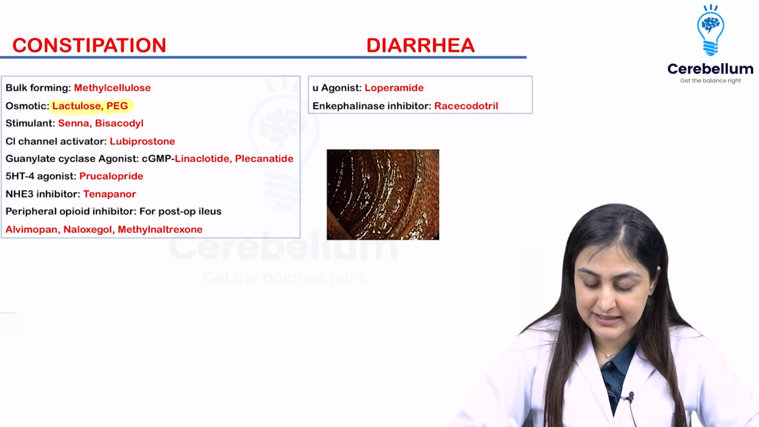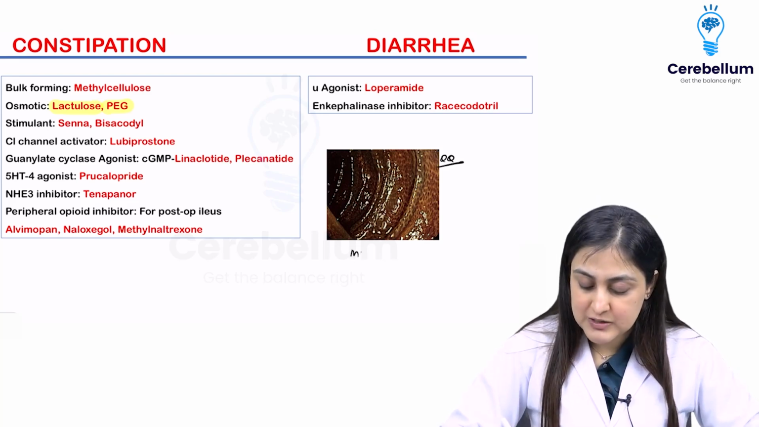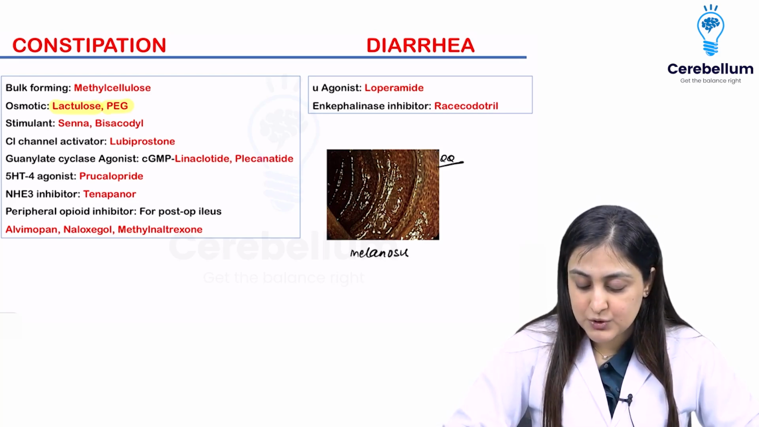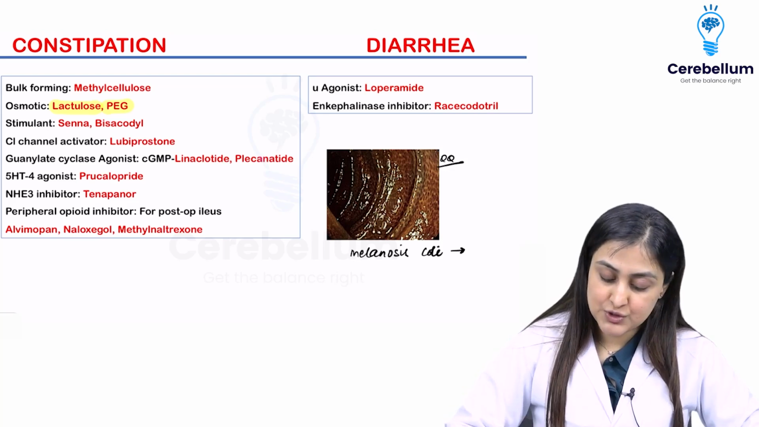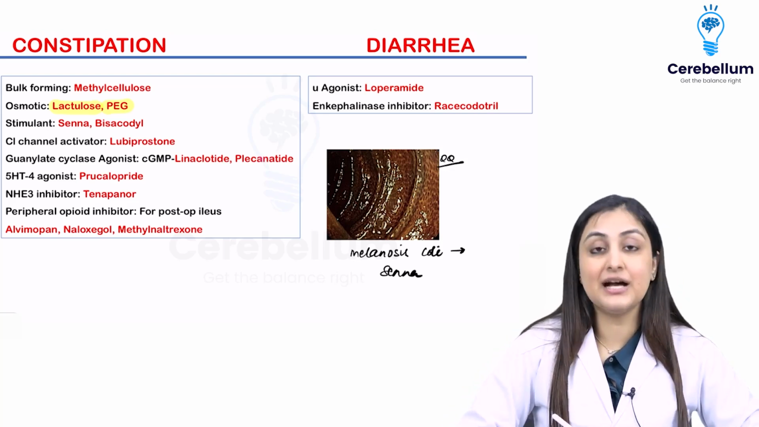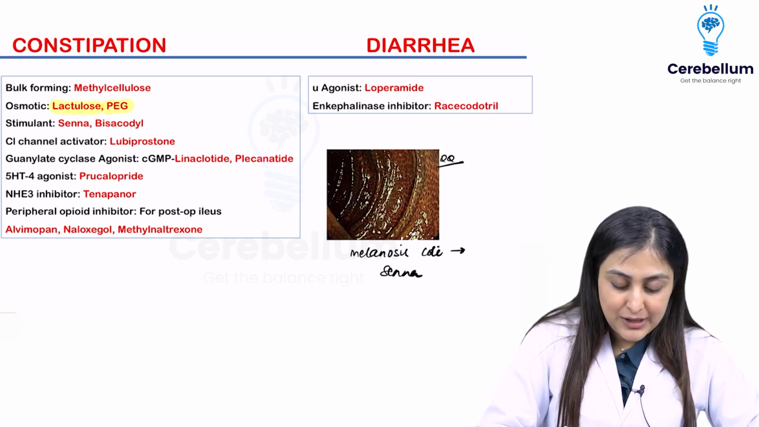Remember, senna has a very important side effect which can be asked as an image-based question. This is known as melanosis coli. It induces pigmentation of the colon, melanosis coli. This is a side effect of the senna group of constipation drugs. Okay, very important.